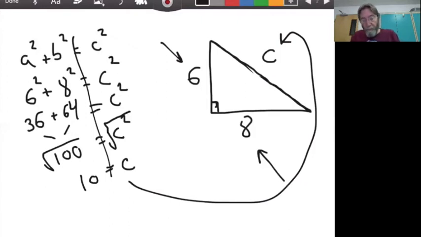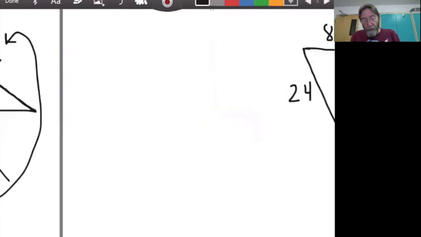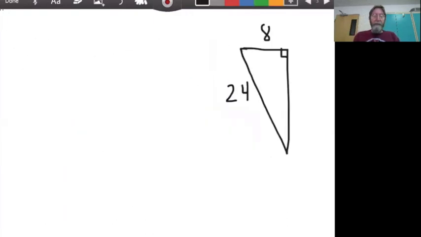Let's do another one. So in this particular case, we have three sides of our right triangle. And it is a right triangle because we see that it has that corner there. And we're given a length of 8 and a length of 24. Now, in this particular case, remember, it's the legs that connect to form the right angle. 8 is connected to the right angle.